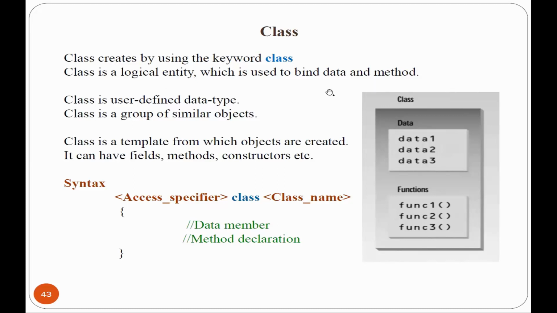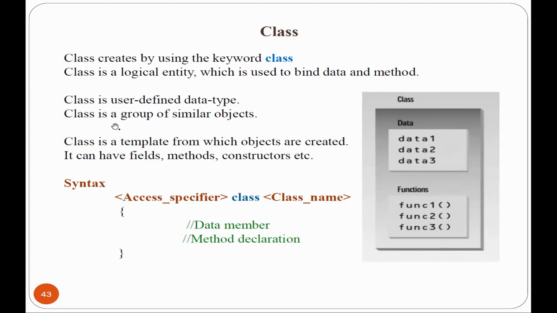I already told you this thing. Class is a user defined data type. Yes, you will remember this point as well. We have so many inbuilt data types: byte, short, int, long, float, double, decimal, char, bool. These are all predefined, system defined data types, but class is a user defined data type.